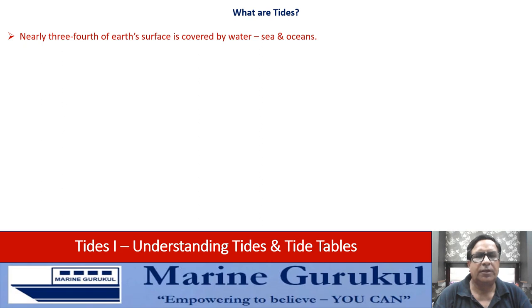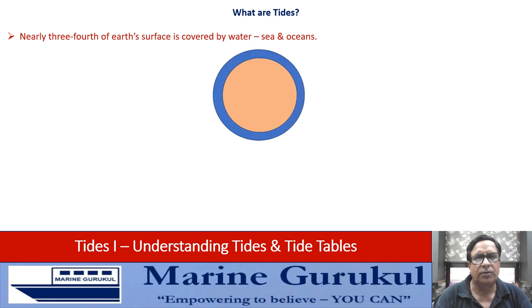We know that nearly 75% of the Earth's surface is covered by water. That is, it comprises of seas and oceans. Now, Earth, when surrounded by water, under normal circumstances, you would not expect the level of the water changing with time. That means depth at a given place under normal circumstances would be expected to remain unchanged.